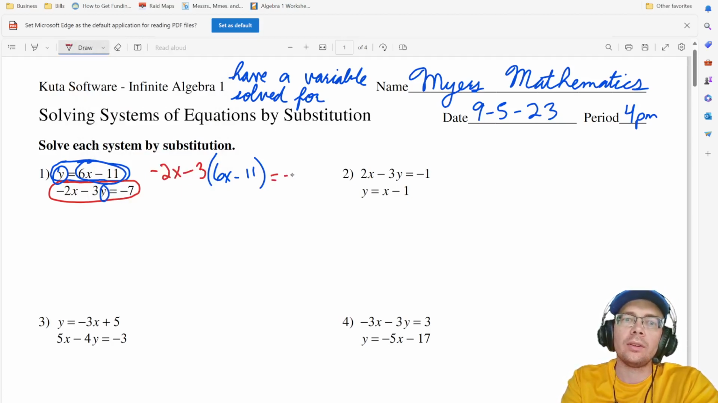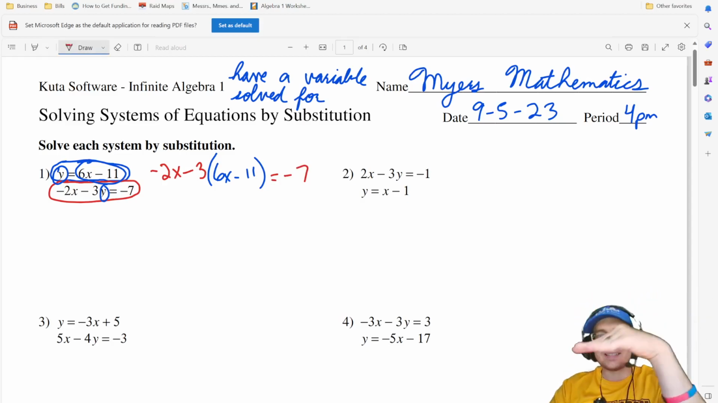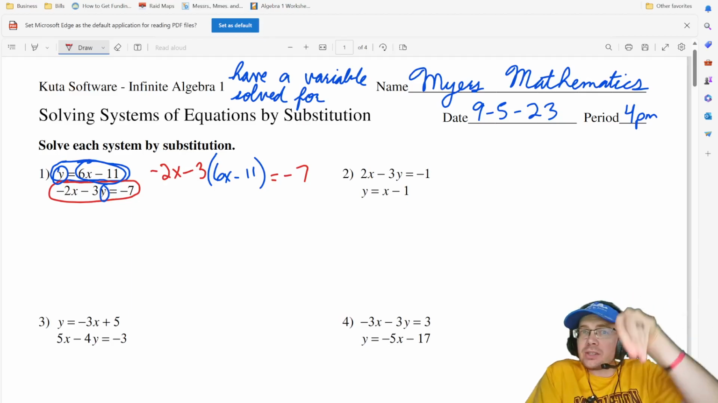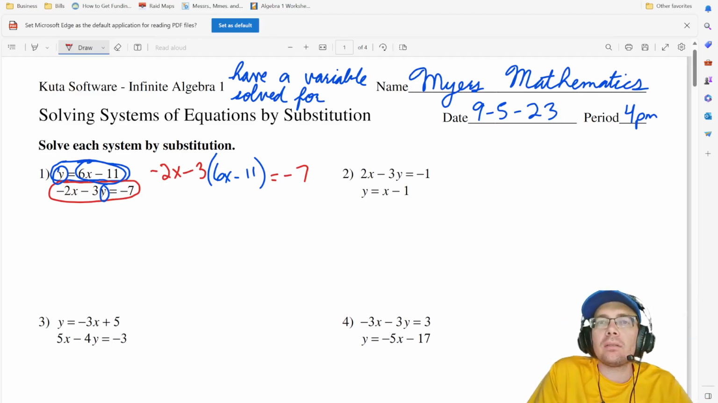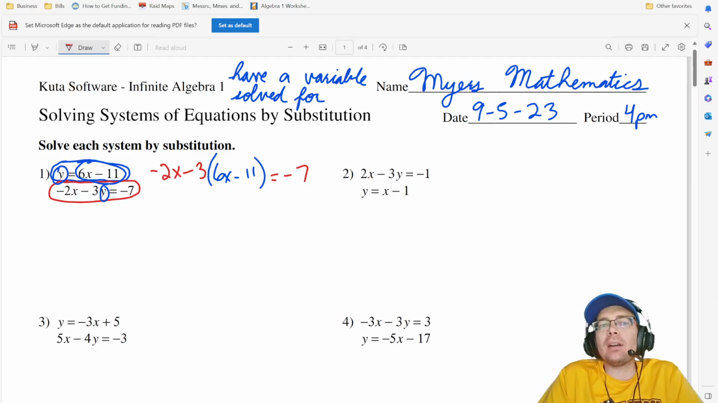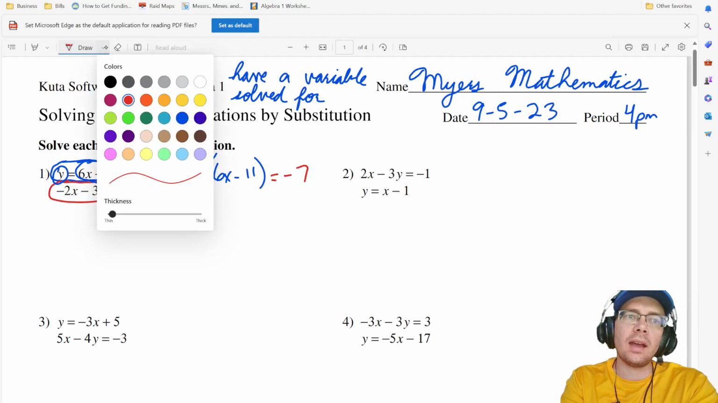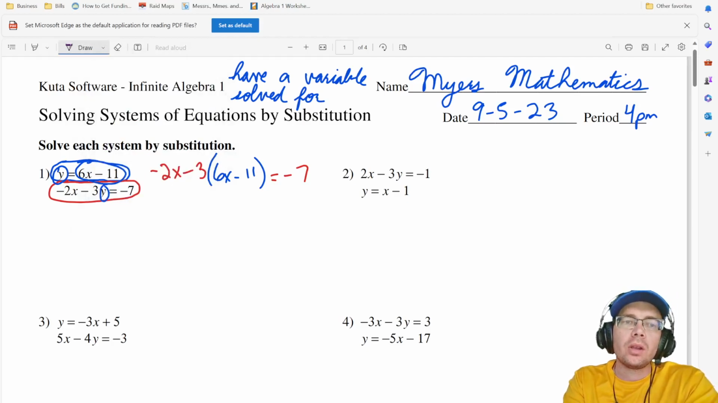So it equals negative 7. Notice I'm just rewriting the red equation, but inserting the blue equation into it, or one side of the blue equation. So you take one side of the blue equation and insert it into the red equation, and it makes one new equation. So this is now a purple equation, right? Red and blue make purple. So now it's a purple equation, and I solve it.